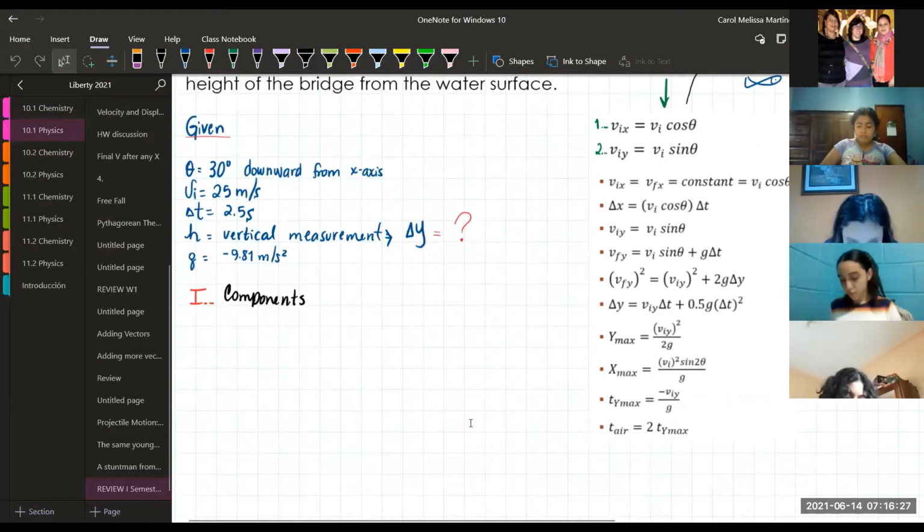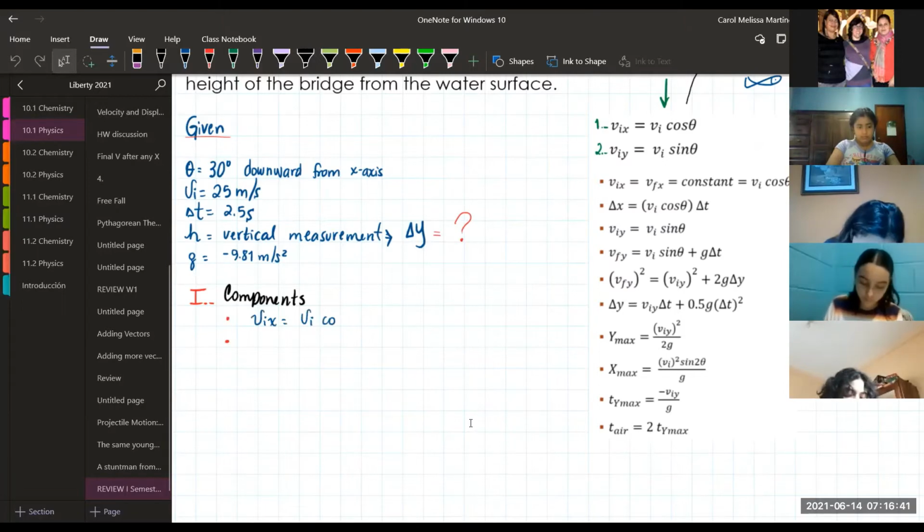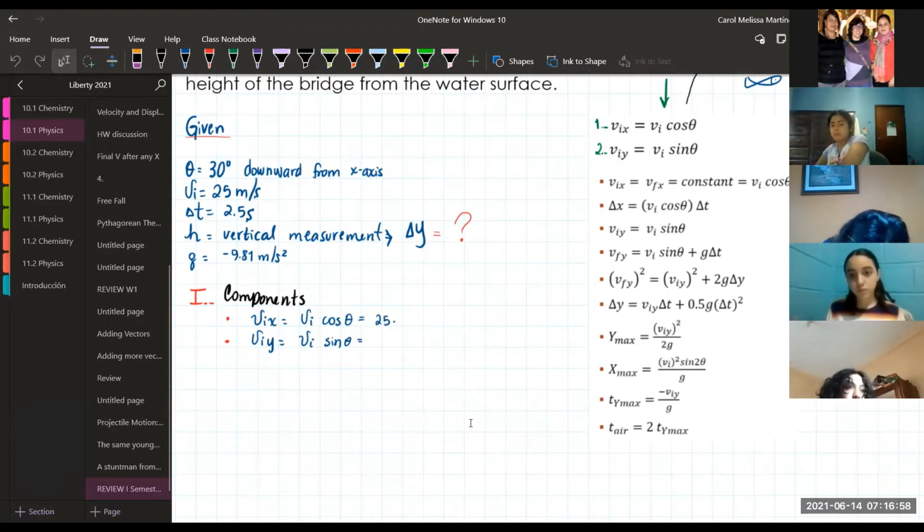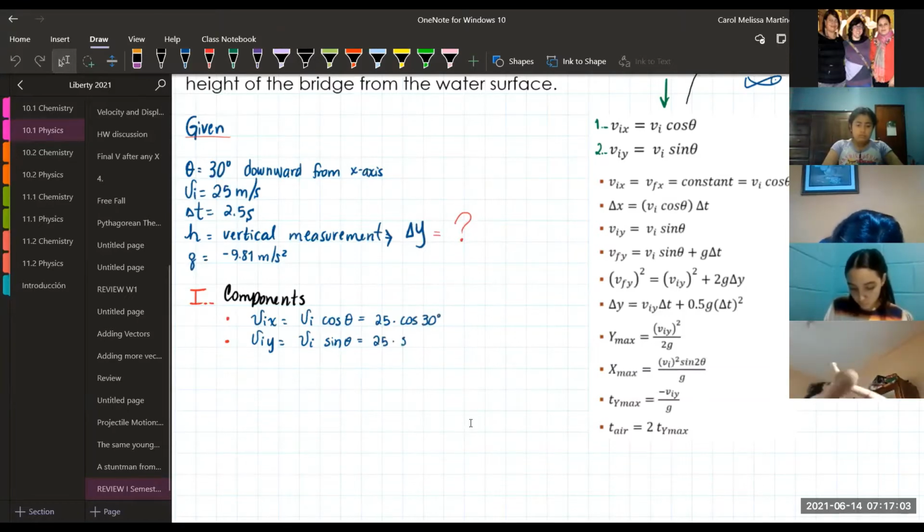Okay, so I'm going to get my x and y components. My initial component in x is going to be equal to the initial velocity, cosine of my angle, and the initial component in y is going to be initial velocity, sine of my angle. I replaced with the information given in the problem, so this is going to be 25 cosine of 30 degrees and 25 sine of 30 degrees. How much do you get in the first one?